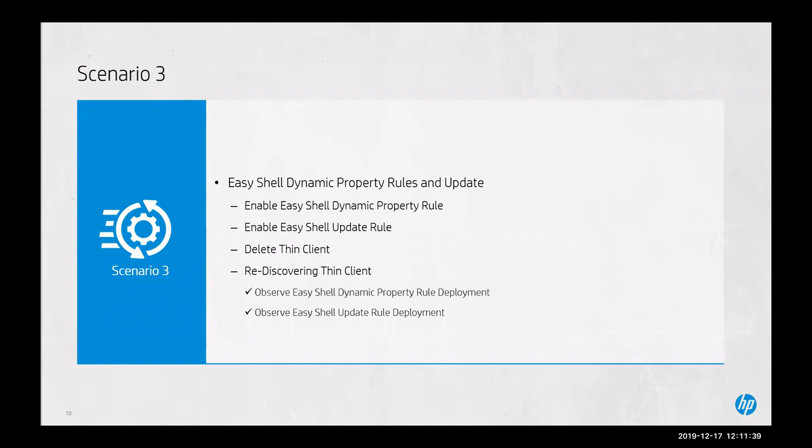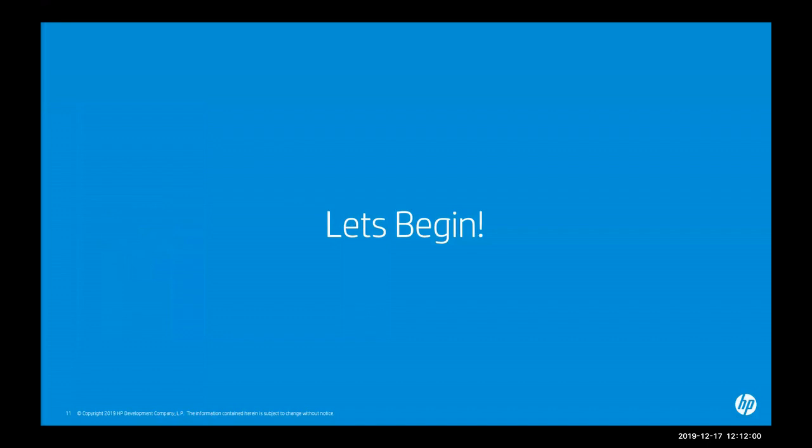For scenario 3, we will be enabling the Easy Shell dynamic property rule, and then we will enable the Easy Shell update rule. Then we will delete the thin client, rediscover the thin client, and then observe the Easy Shell dynamic property rule deployment, and also observe the Easy Shell update rule deployment. Let's begin.